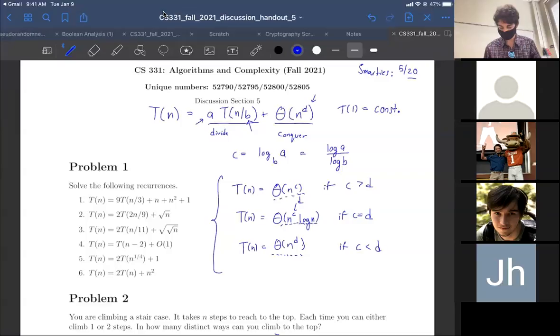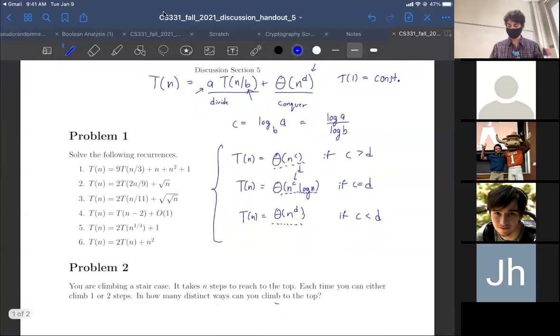Maybe you want to take a screenshot of this if you're on Zoom, or write down the master theorem somewhere, because we're about to solve some problems. In particular, solve problem number 1 and problem number 5. We can do number 1 first and then discuss it, and then we can move on to 5.